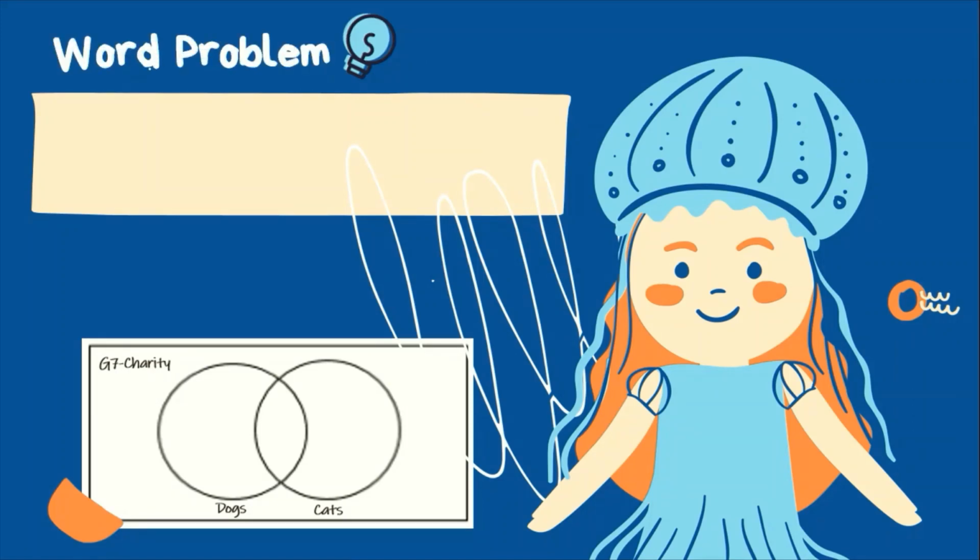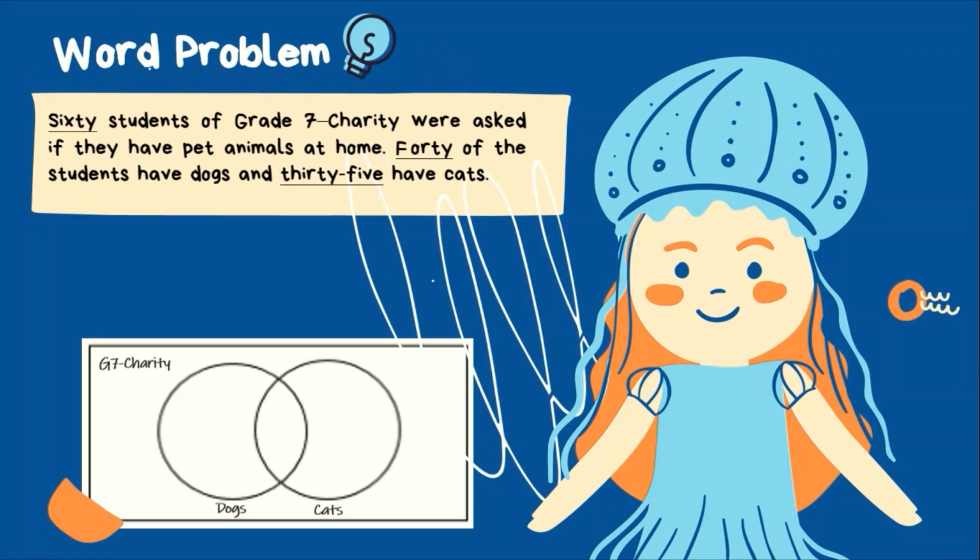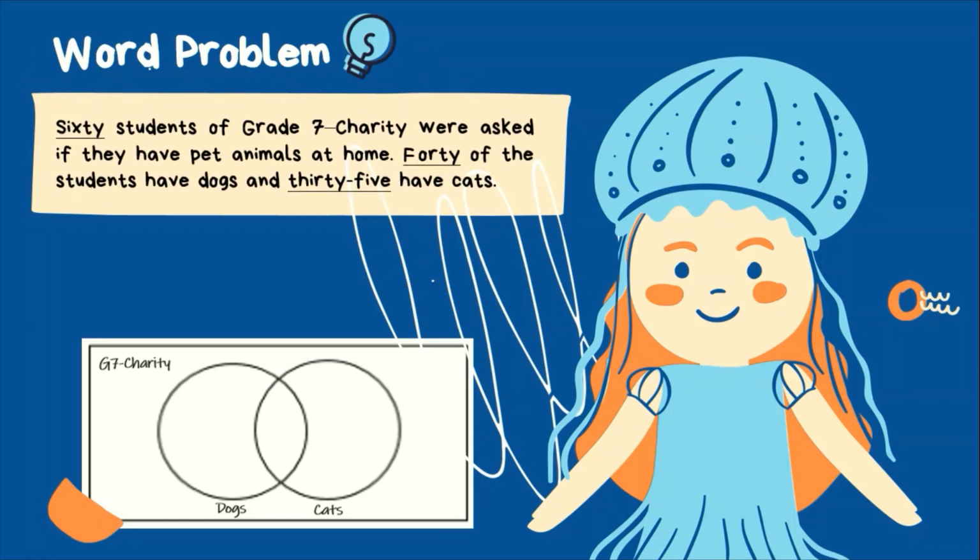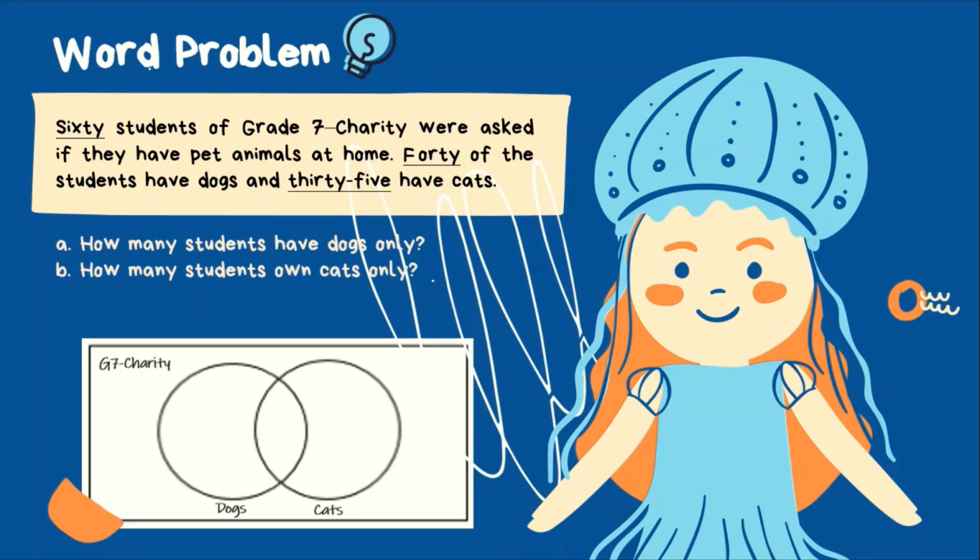Word problem. 60 students of grade 7 charity were asked if they have pet animals at home. 40 of the students have dogs and 35 have cats. How many students have dogs only? How many students own cats only? And how many students have both dogs and cats?